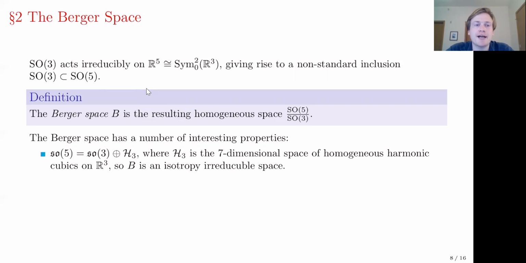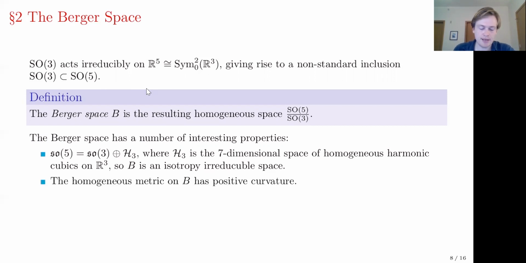Some of those are, if we decompose the Lie algebra so(5) with respect to the action of this copy of SO(3), it splits into a copy of so(3), which you expect, and then the remainder is the space H_3, which is the space of homogeneous harmonic cubics on R^3. Okay, that's a 7-dimensional vector space. So this H_3 is the isotropy representation of B. And this isotropy representation is irreducible. So B is itself an isotropy irreducible space. And that's relatively rare. That doesn't happen all that often. So that's an interesting property.